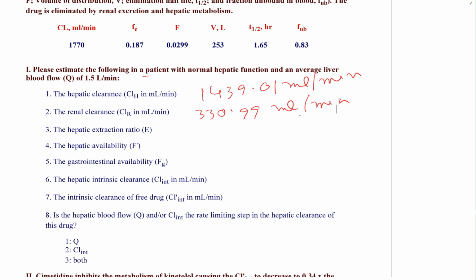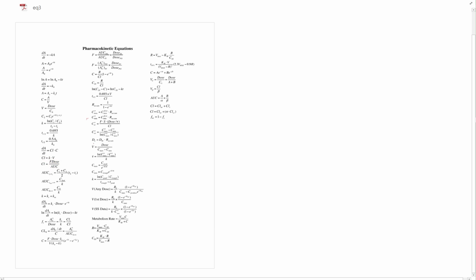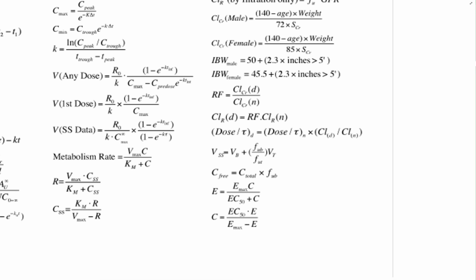Hepatic extraction ratio. We have to look into one of the equations. Let's see if this equation is there. New equation sheet should be somewhere. Clearance additivity. Anyway, I have to look into the final equation sheet. Let's see, this one. Yes, here we have that equation, all the equations.